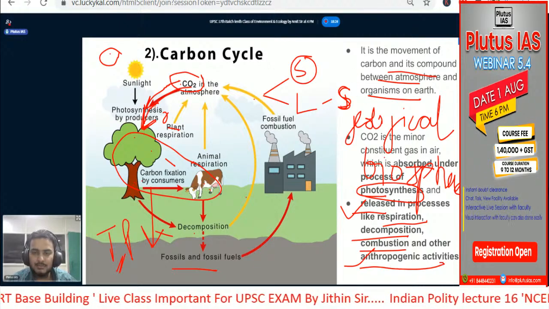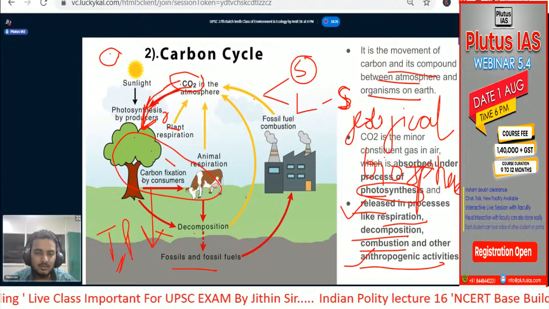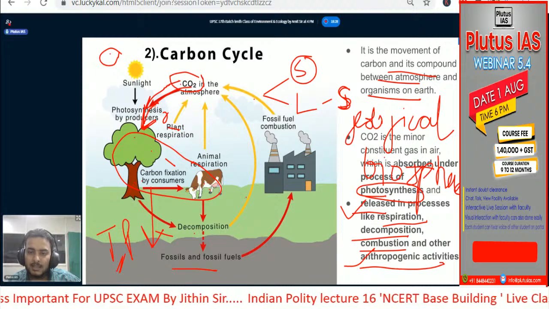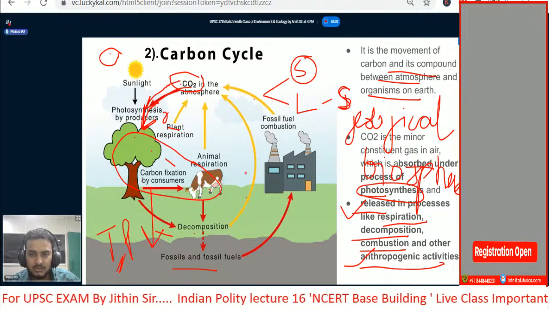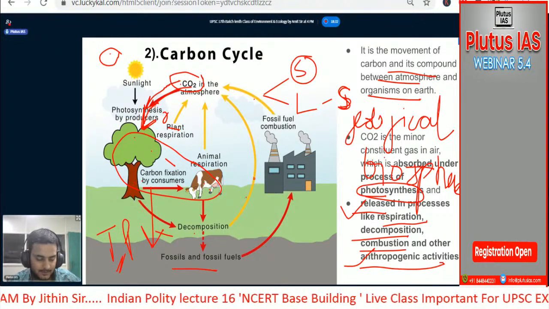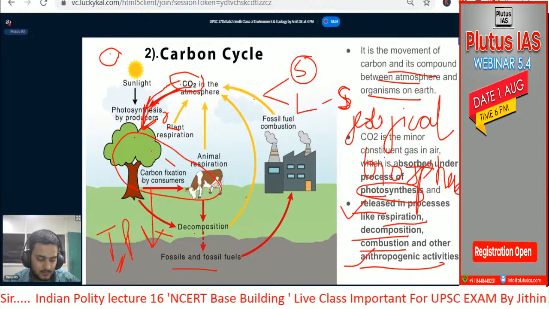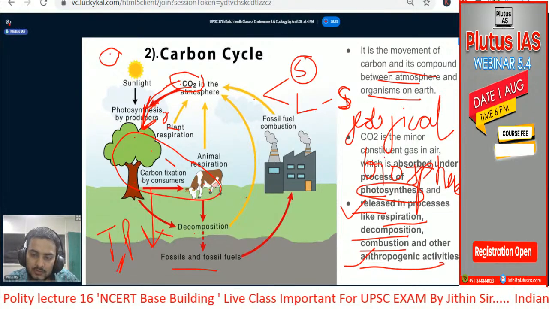So I think this carbon cycle part is done. And now we are going to discuss the impacts of humans on the carbon cycle. Shall I move ahead now?